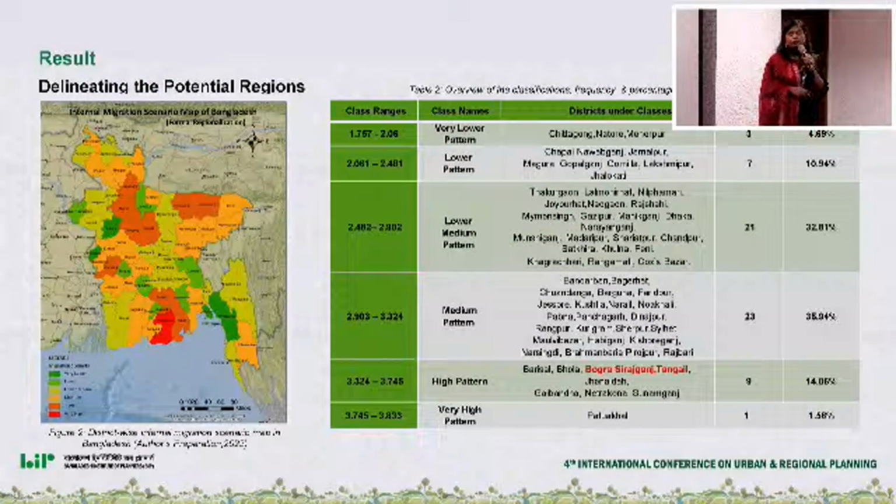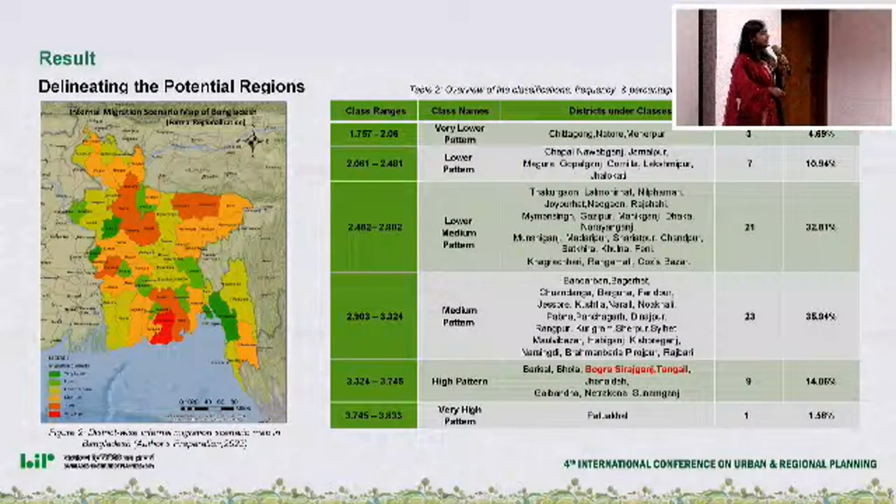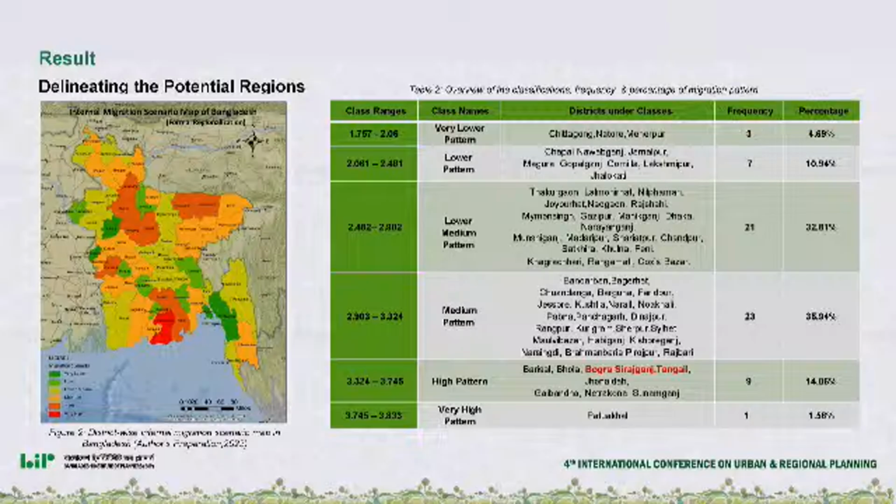From the formal regionalization approach, we can see that a high pattern of internal migration occurs in Barishal, Bhola, Bogura, Sirajganj, Tangail, Jhenaidah, Gaibandha, Netrokona, Sunamganj, and the highest pattern of formal regionalization occurs in Patuakhali. As it is low-lying land and open to the Bay of Bengal and Meghna River, it experiences flood and tidal surge. As a result, people tend to move for migration.